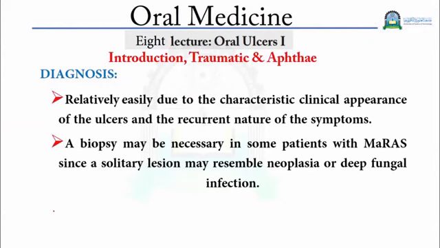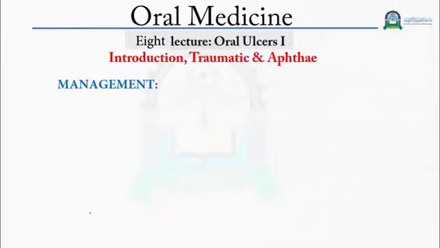Diagnosis is relatively easy due to the characteristic clinical appearance, as we mentioned before, and the recurrent nature, which is also an important feature of recurrent aphthous stomatitis. A biopsy may be necessary in some patients with major aphthous ulcerations, since solitary lesions may resemble a squamous cell carcinoma or other deep fungal infections.